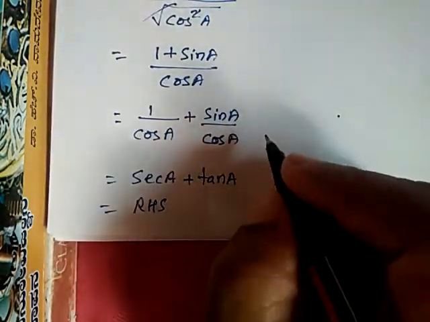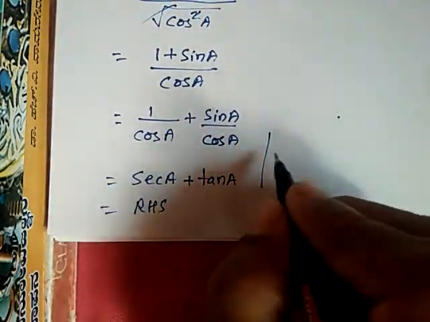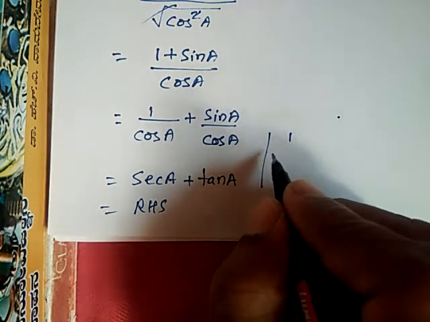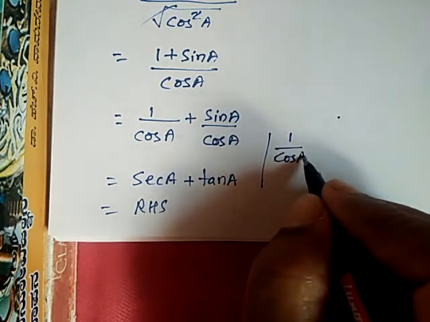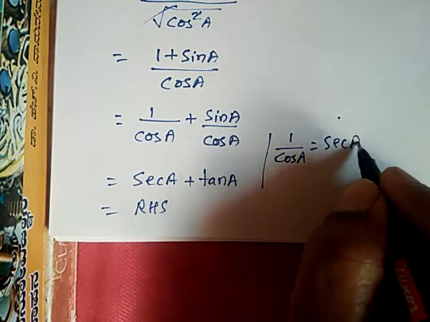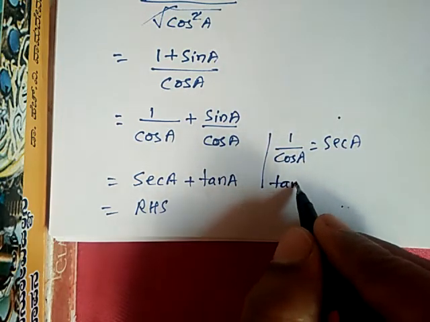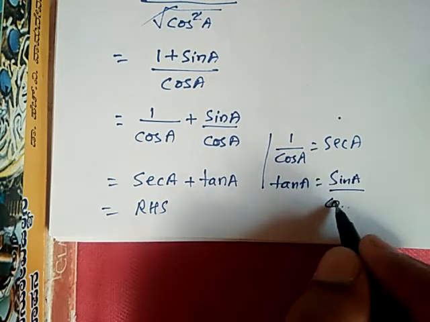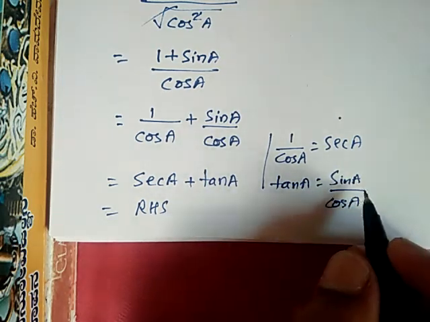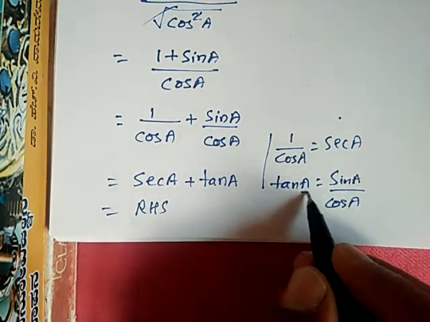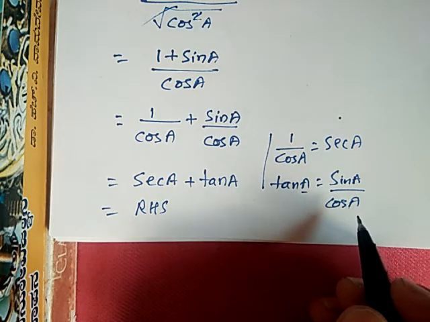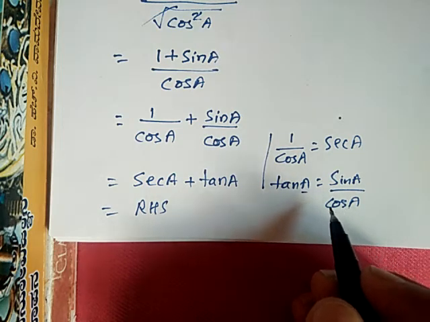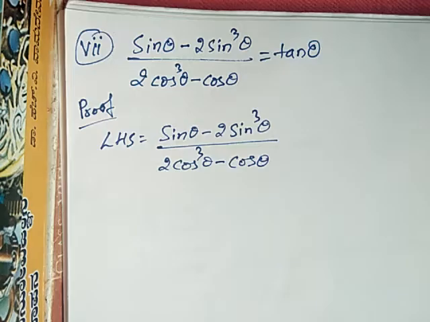So you can write the formula, 1 by cos a is equal to sec a, and tan theta is equal to sin theta by cos theta also. Here angle a is given, so tan a is equal to sin a by cos a. So this is our question number 6.